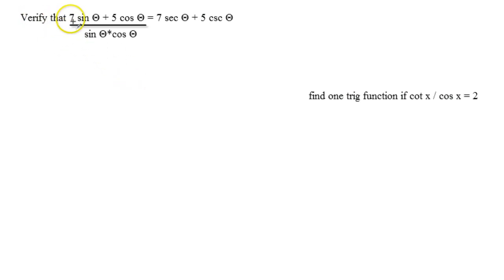Okay, verify that (7 sine theta + 5 cosine theta) over (sine theta times cosine theta) is also equal to 7 secant theta plus 5 cosecant theta. Now I know I said before, try to work with the most complicated side, but to be honest, if you try to work with this, you're separating two fractions, and this is going to be partial fractions, and we don't want to do that as much. But I can change these in terms of sine and cosine.